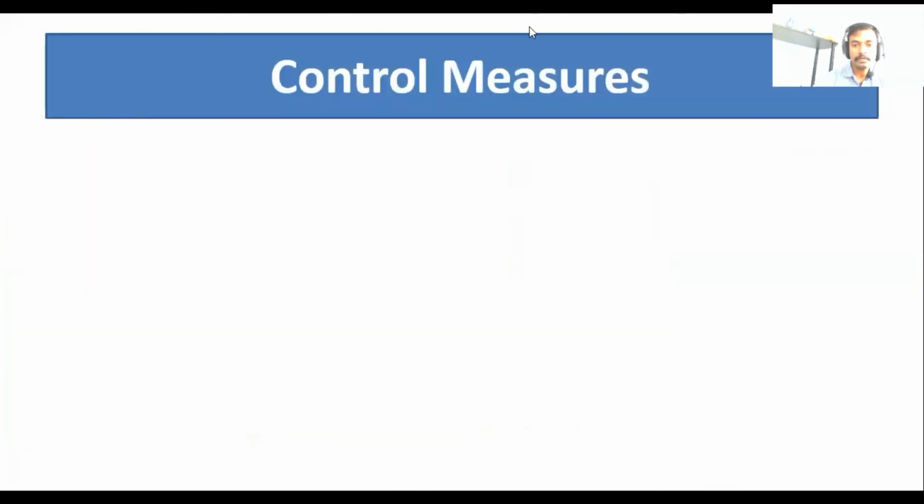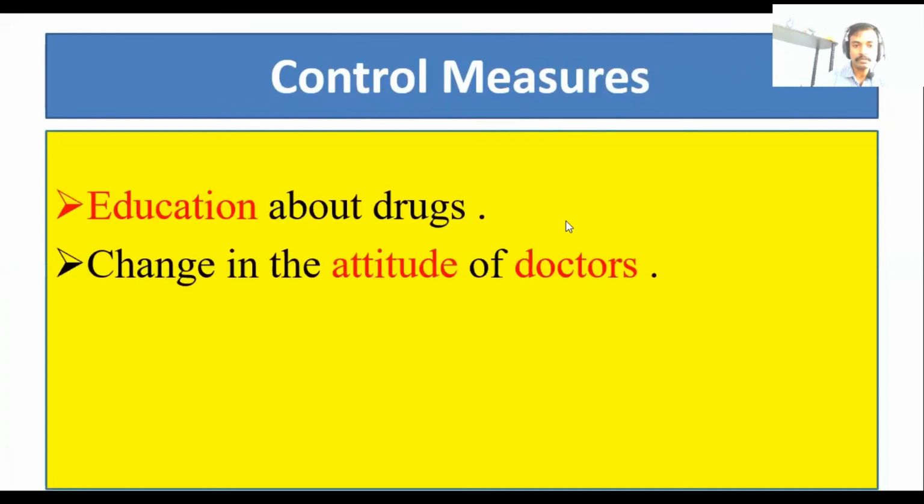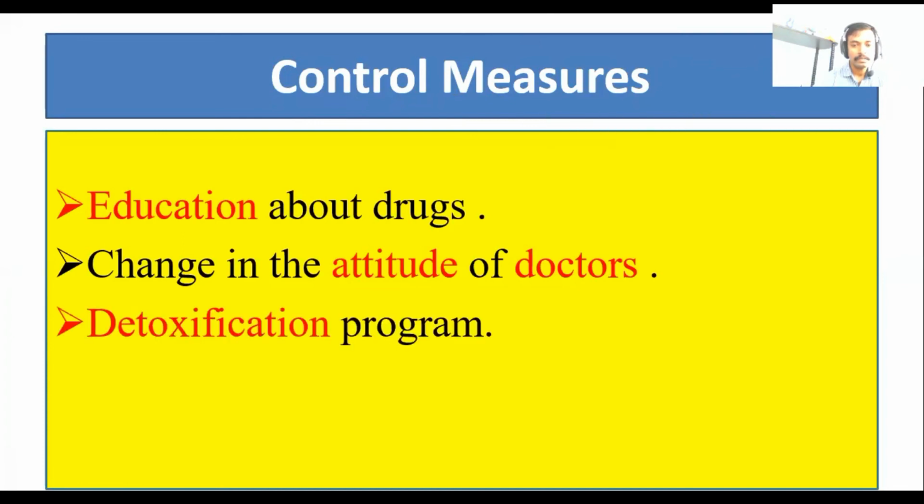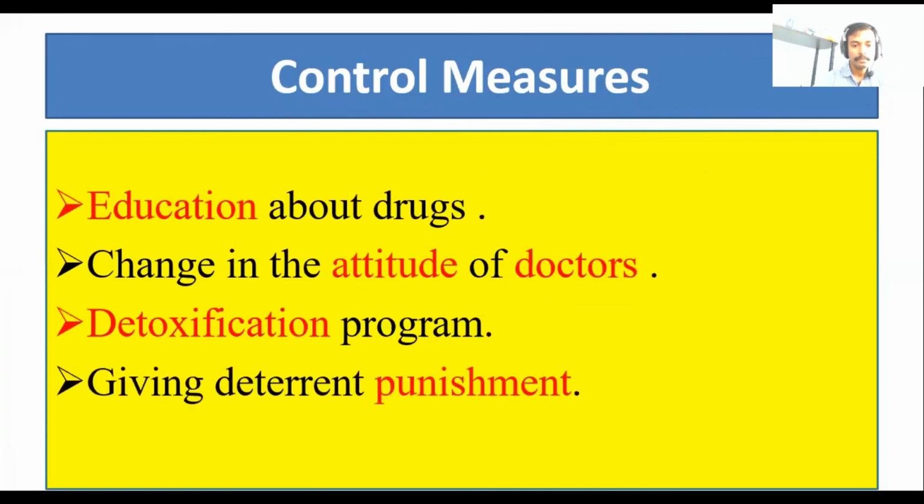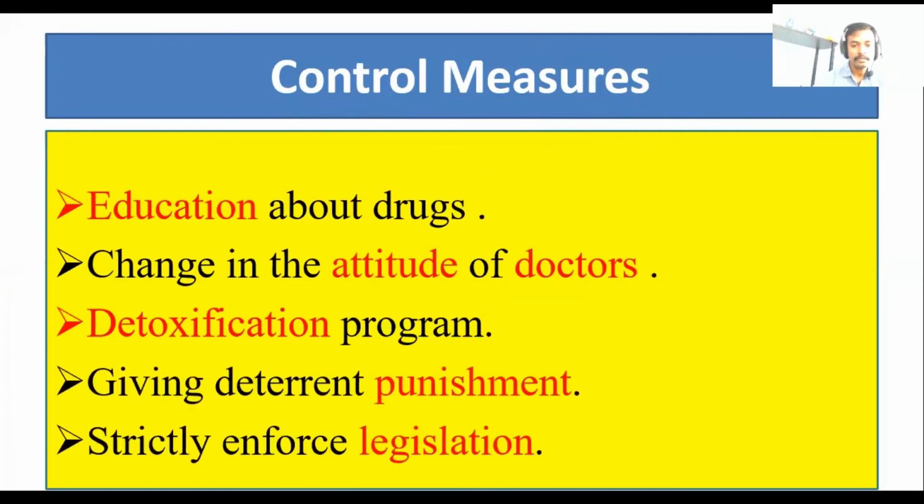Then control measures, how to control this: first, education, then change in attitude of doctors. Students, the maximum of drugs are misused by medical professionals. Doctors write prescriptions for medicines, so there is a need to change attitudes. Only rational use of medicine is essential, rational prescription. Then detoxification programs, then punishment, then legislation, new laws should be enacted.